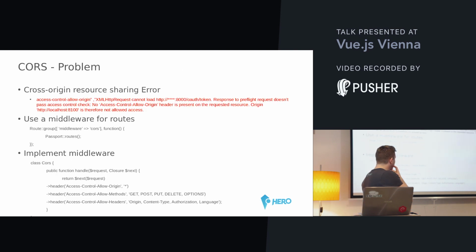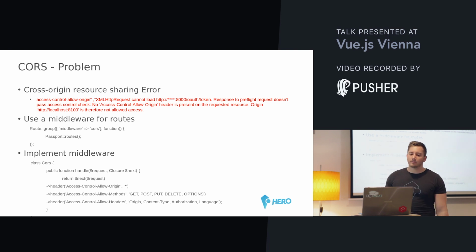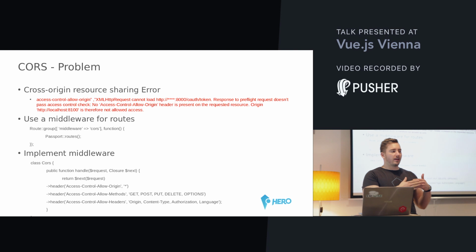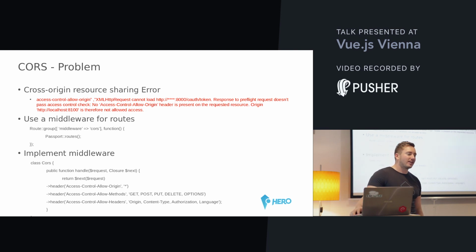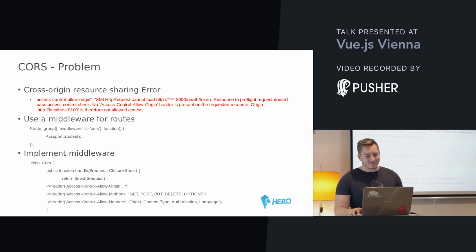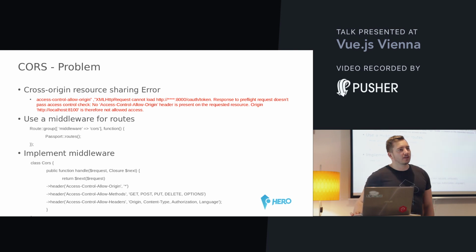There's one problem we faced right at the beginning, because we made this setup and we tried to connect the front end with the backend, and I guess some of you already know this access control allow origin error. It's the famous CORS problem. And what's missing here is that we did not set the correct authentication headers.